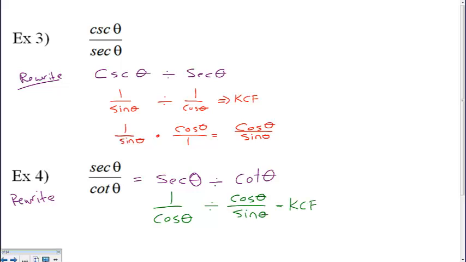Once again, keep, change, flip. Keep your first fraction, 1 over cosine of theta. Change your operation from division to multiplication, and flip your second fraction, sine of theta over the cosine of theta. Multiply through, and in the numerator you should get sine of theta. And in the denominator you have two cosines multiplied together, so you have a cosine squared of theta.